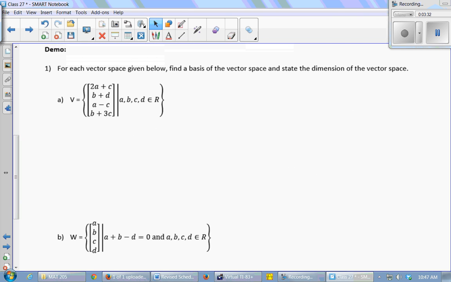Okay, so let's look at a couple of vector spaces. I want to find a basis for each vector space and then state the dimension of the vector space. So I need to come up with some linearly independent vectors whose span is that guy.